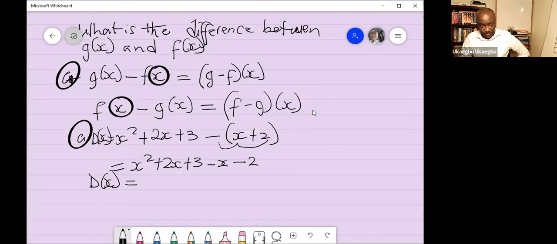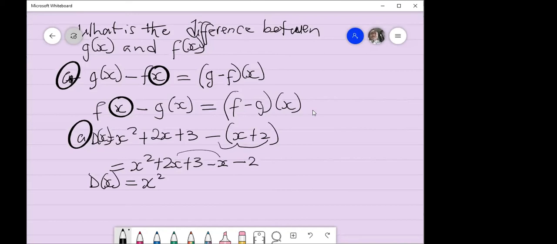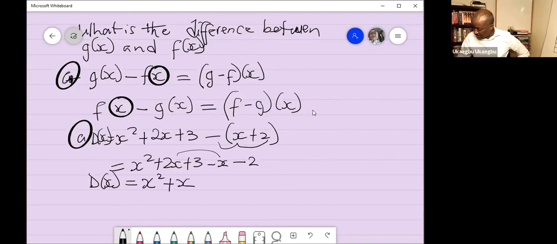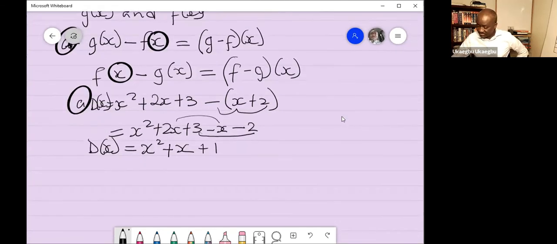So the like terms would be, there is no other term that has a power of 2, so we just have x squared. Then combine this and this. 2x minus x is going to give us plus x. And then combine this and this. 3 minus 2 is going to give us plus 1. So that's the solution for A. Now let's do B also. Let's do B.